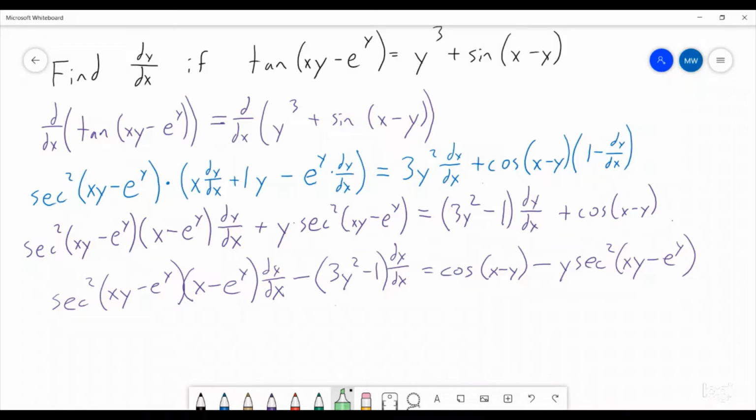What we can do with these terms is pull this dy/dx out from both sides, and then what we are left with, we can then factor out. So let's do that real quick.